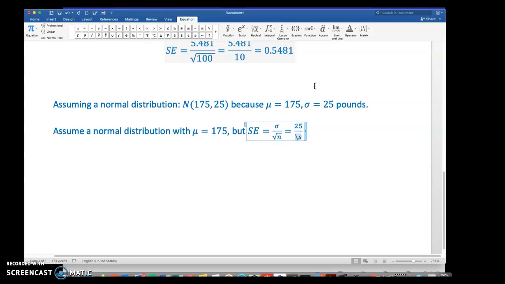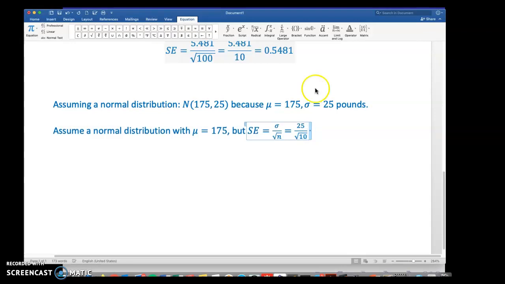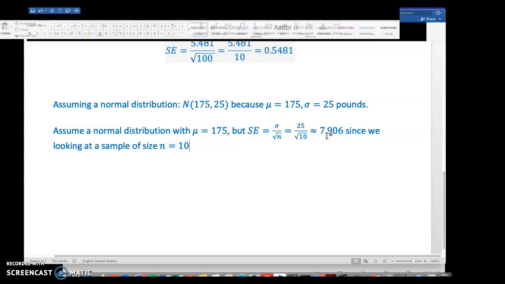But we're not looking at one person, we're looking at a sample of size 10. And if I throw that in my calculator, 25 divided by the square root of 10, I get about 7.906 if I round that to 3 decimals, since we're looking at a sample of size 10.